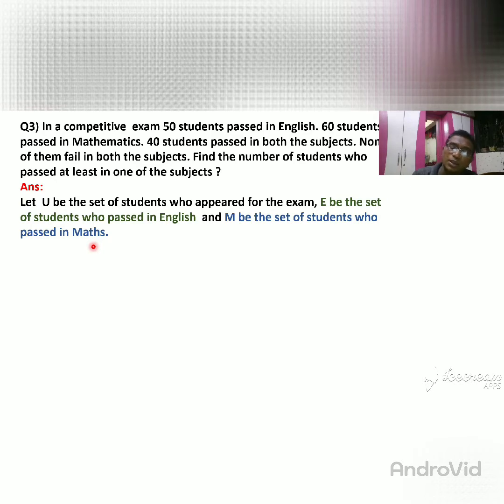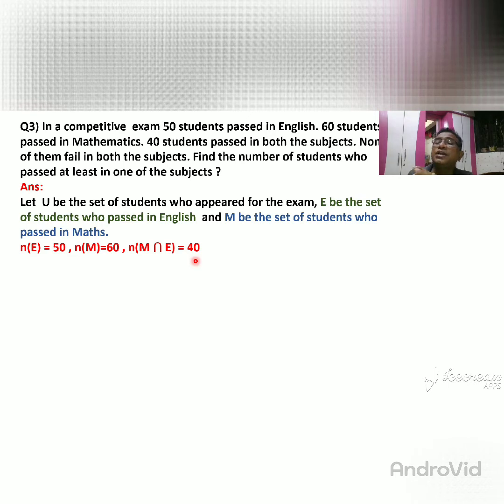Okay, such a way we can write the number of them. Number of them means how many members are passed in English, how many members are passed in mathematics, and how many members are passed in both. So see, number of English pass is 50 students. Number of maths pass is 60 students. Number of students who pass in both subjects, maths and English, is 40 students. Do you understand what I write here?